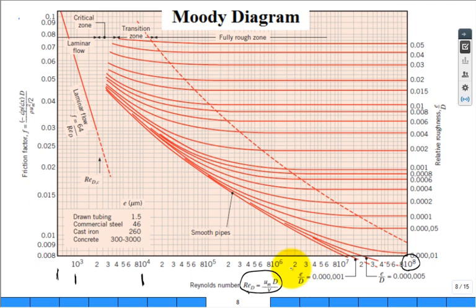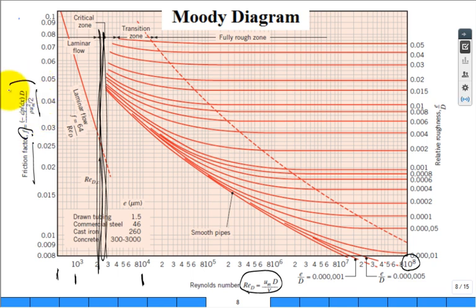Where's our transition between laminar and turbulent? Around 2,000, right? Most of the Moody diagram is dedicated to turbulent flow, and some of it is dedicated to laminar flow. What's on the y-axis? That's what we just talked about, our friction factor. Do you like that equation? The friction factor is negative dp dx, with the negative sign there, times D, divided by 1/2 rho u m squared. Some books will write it a little differently, but that's a good way of remembering it.